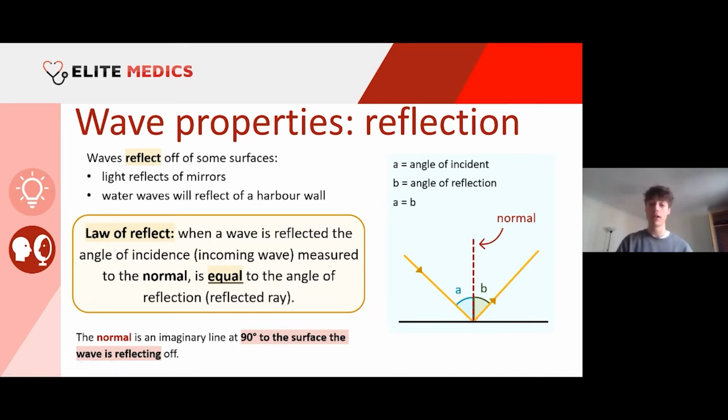So that's the law of reflection. Of course, this applies for a smooth surface that we can consider very flat with no irregularities. The incoming angle is the same as the outgoing angle. The incoming ray comes at an angle A, which is the same as the outgoing ray. Here the angle B is equal to A. That's the law of reflection.